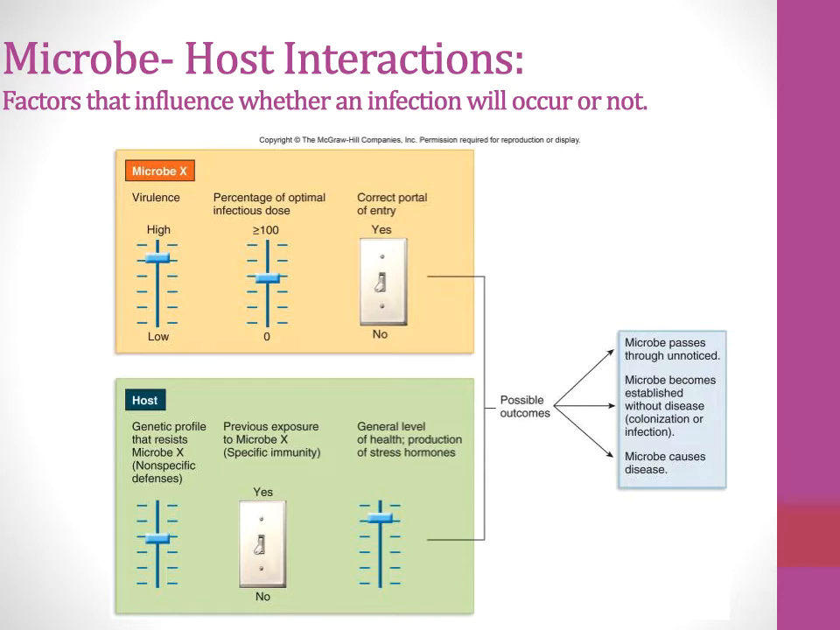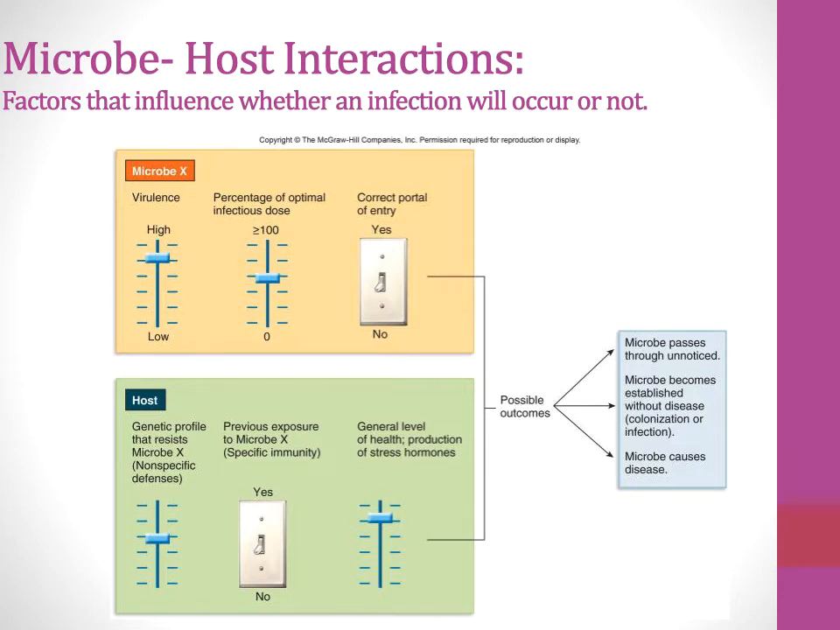And then if we have a previous exposure, that would be specific immunity, so our T cells and B cells, antibodies. And so if you've seen the microbe before, whether naturally or because of a vaccine, you would have that in the yes switch. If you haven't been vaccinated, you haven't seen it before, it's in the no switch. And then your general health level, so whether you're producing lots of stress hormones, overtired, eating poorly, that also factors in how you would respond.